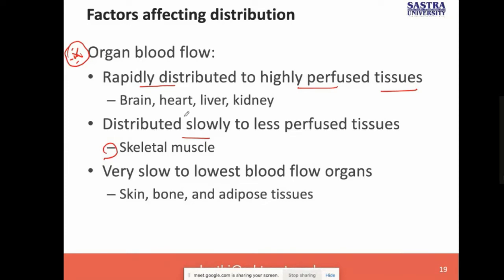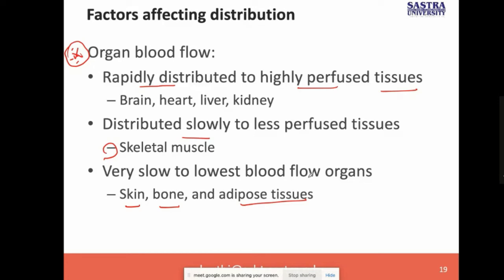There are some other parts of our body where the distribution of the molecules will be very, very slow, which means that the blood flow will be very, very slow. Examples are skin, bone, adipose tissue. These parts of our body receive the blood flow at a very slow rate. Hence, the distribution of drug to those regions, skin, bone, adipose tissue, will be very, very less. Is that understandable?